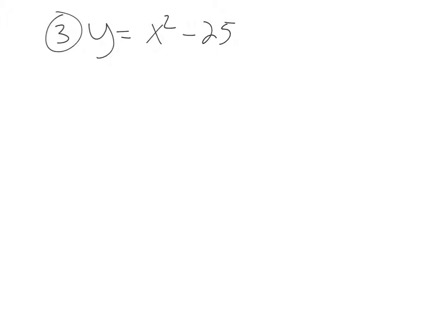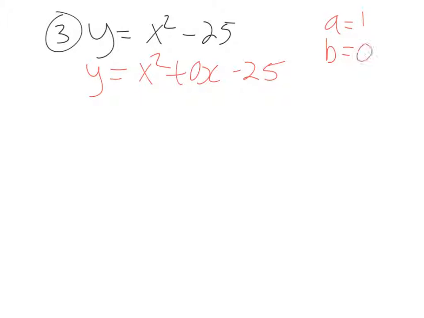Let's try number 3, x squared minus 25. I could rewrite that and say it's x squared plus 0x minus 25. In this case, I'll write it over here, a equals 1, b equals 0, and c equals negative 25. So the product is negative 25, the sum is 0. Okay, what are our numbers?